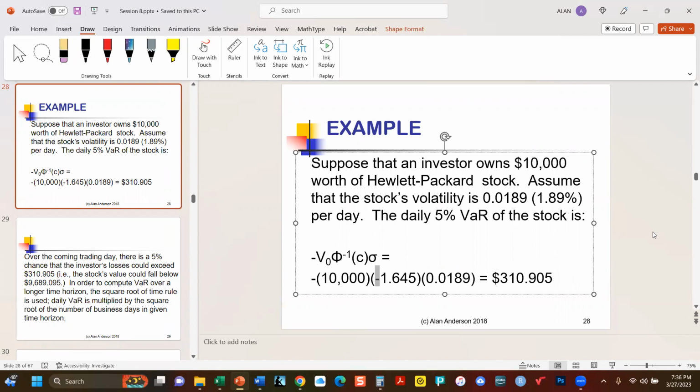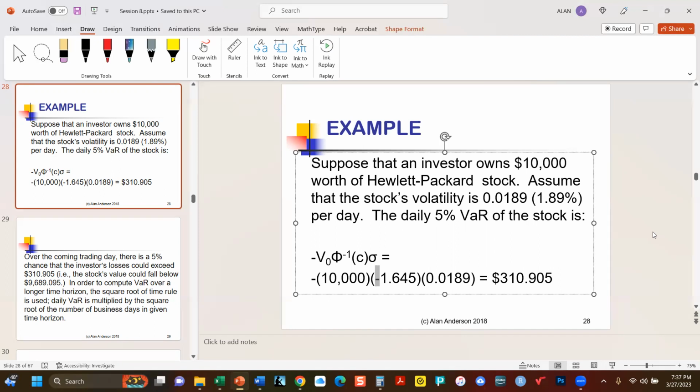number. But if you multiply all three together, the $10,000 value of the portfolio, the 1.645 standard deviations below the mean, and the daily vol of 1.89, the daily VAR is about $310.90. That means on an average day, potentially we could lose $310.90 or more. Okay, so that's the cutoff between the left 5% tail and the rest.